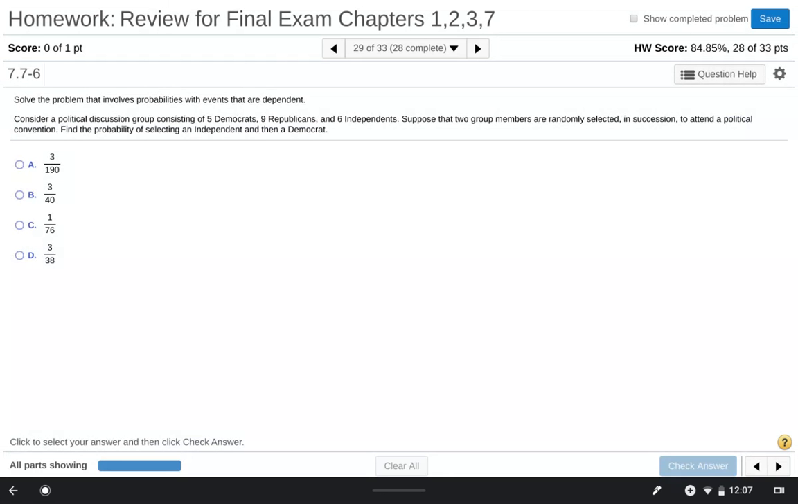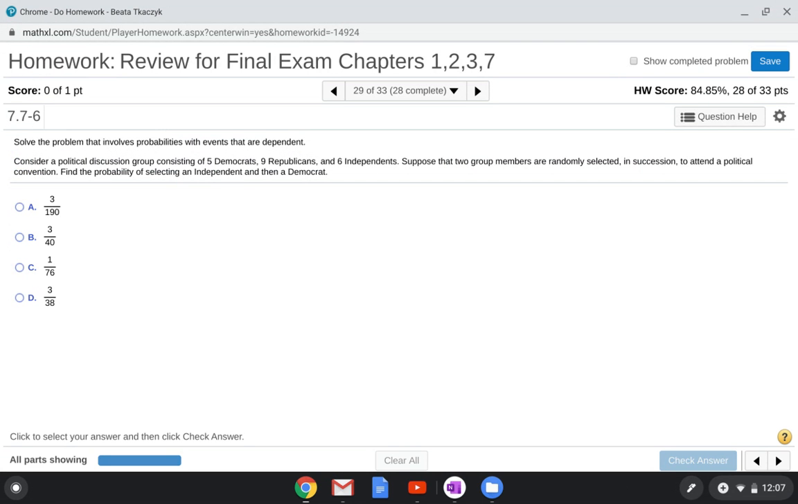The next question is solve the problem. So this is 7.76 probability. Solve the problems that involve probability with events that are dependent. Dependent means that they can happen at the same time. Consider a political discussion group consisting of 5 Democrats, 9 Republicans, and 6 Independents. Suppose that 2 group members are randomly selected in succession to attend a political convention. Find the probability of selecting Independent and then Democrats.